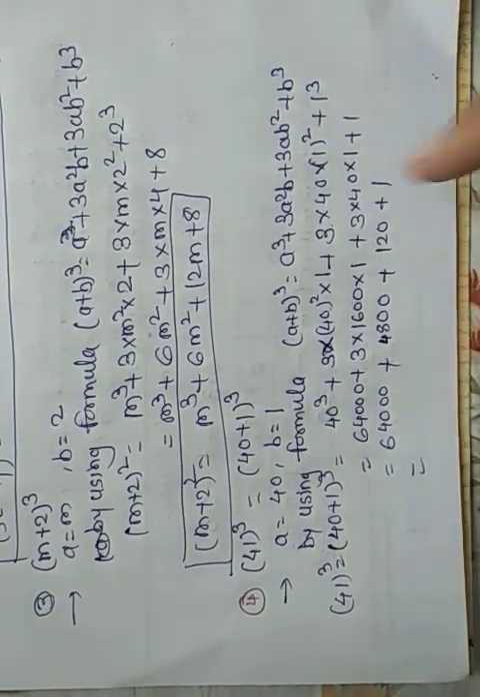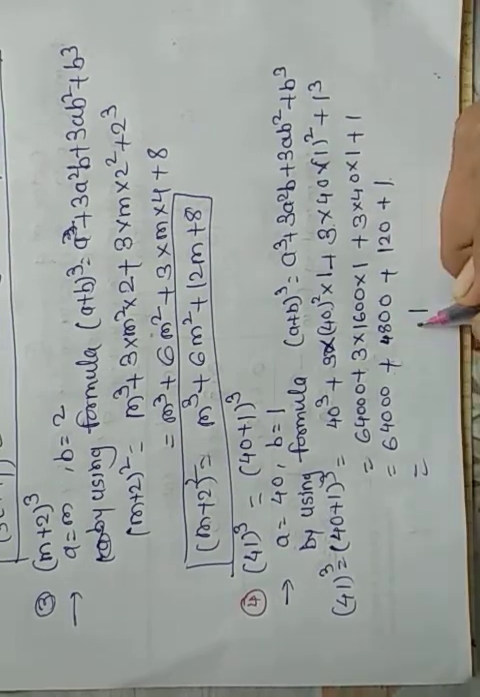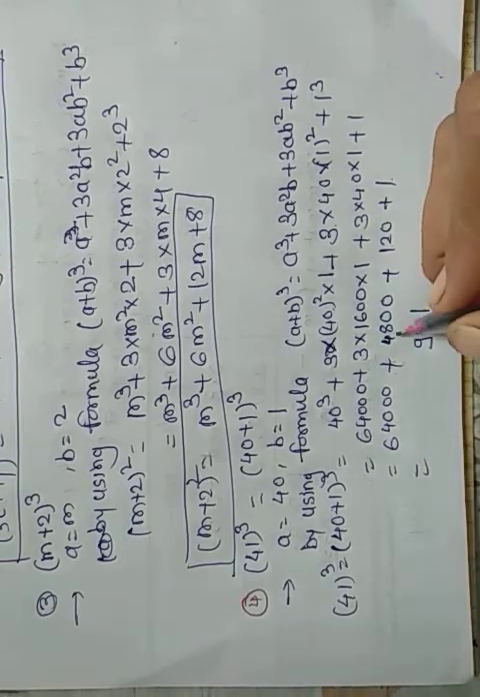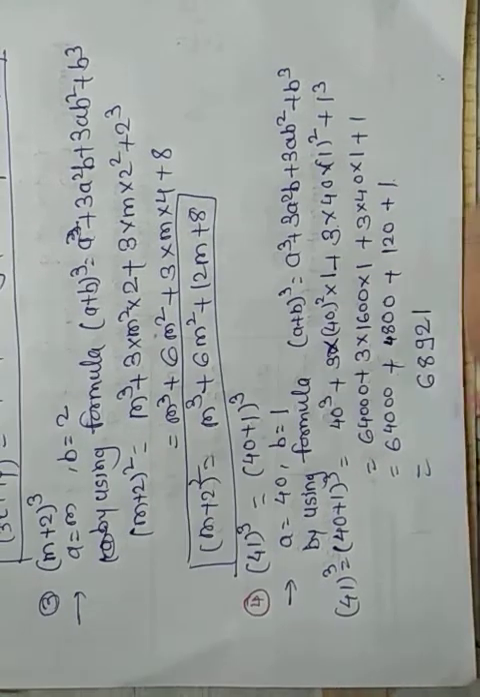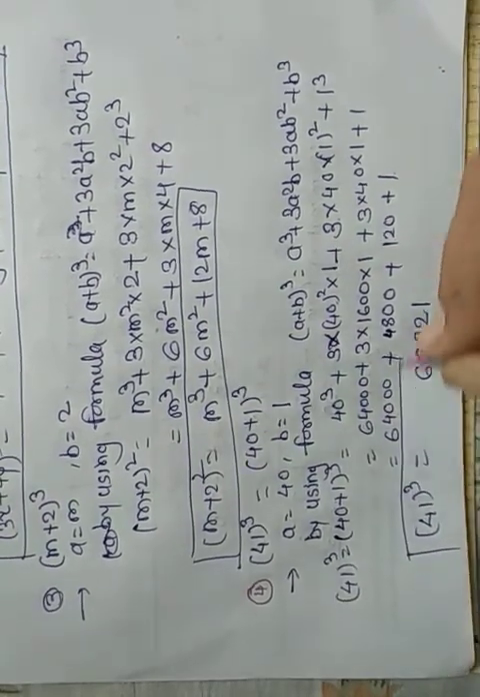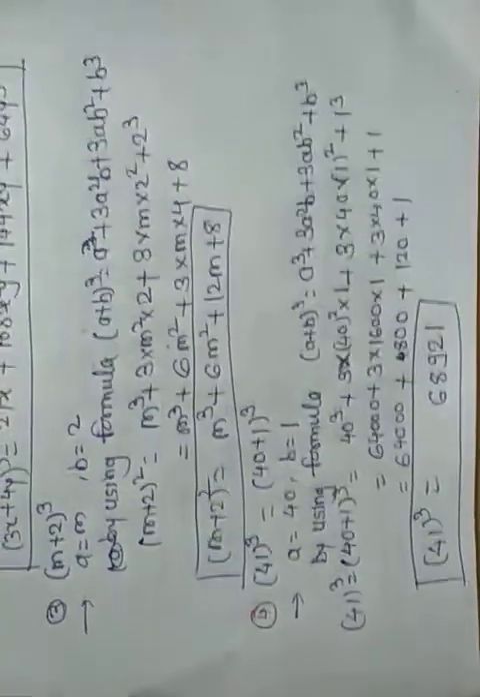Now let's add these four terms. The answer is 1, then 2, 8 plus 1, 9, again 4 plus 4, 8 and 6 as it is. The cube of 41 is equal to 68,921.